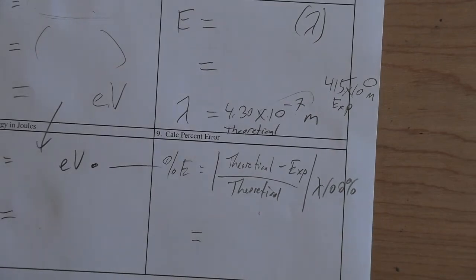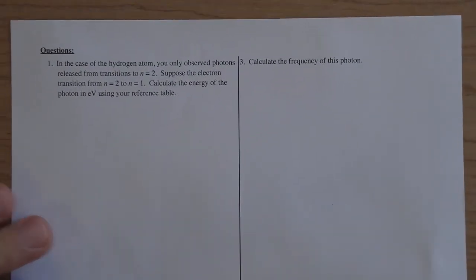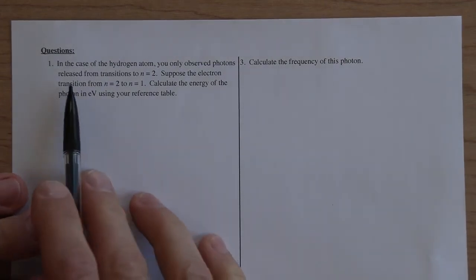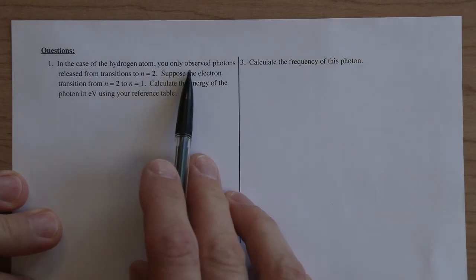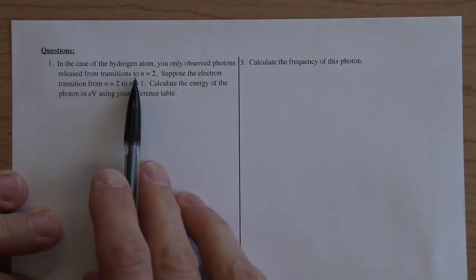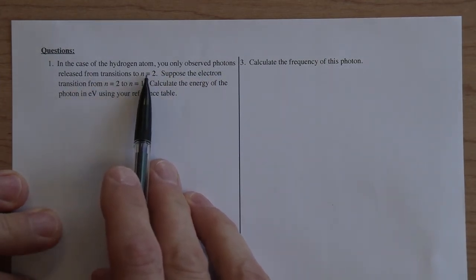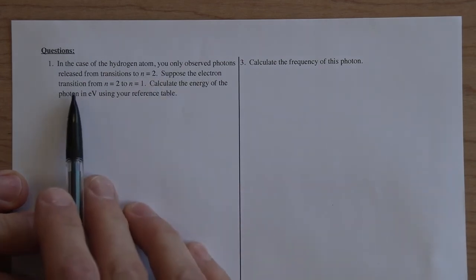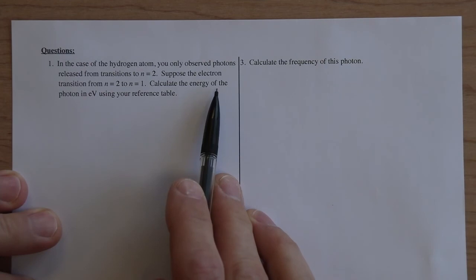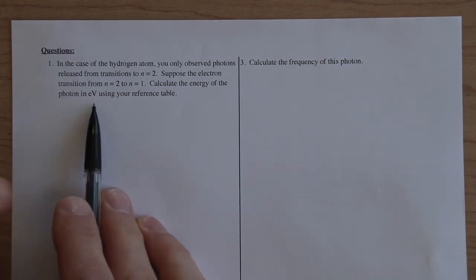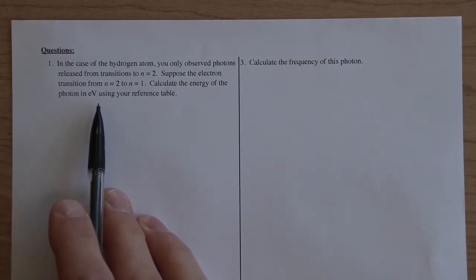All right, so time to move on to the last page. The last page is just questions. So what you're going to do in number 1 is you're going to go back to the hydrogen atom. In the case of the hydrogen atom, you only observe photons released from transitions to n equals 2. Suppose the electron transitions from 2 to 1. Calculate the energy of the photon in eVs using your reference table.